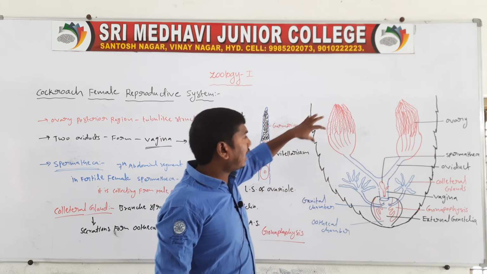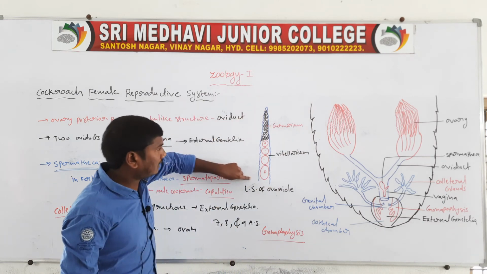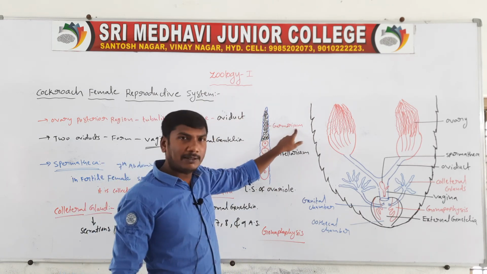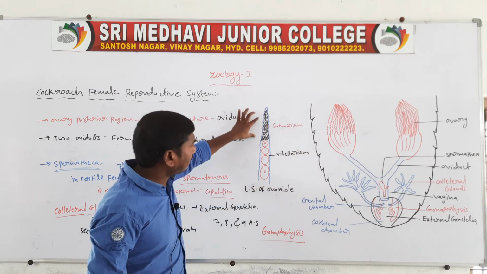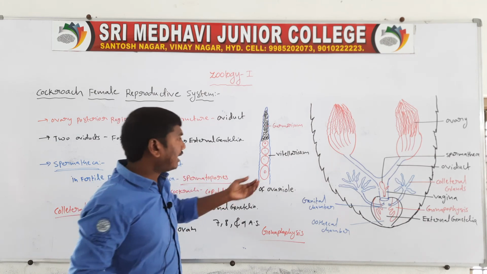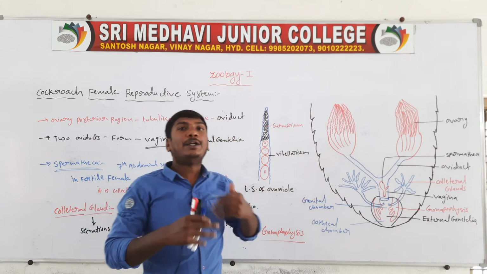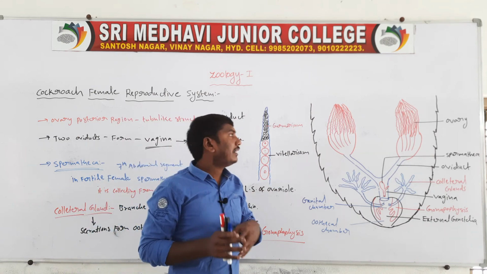These ovarioles contain two regions, an anterior region and a posterior region. The anterior region is called the germarium and the posterior region is called the vitellarium. The germarium contains various stages of developing ova. The vitellarium contains mature ova.